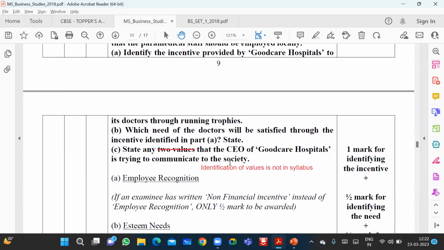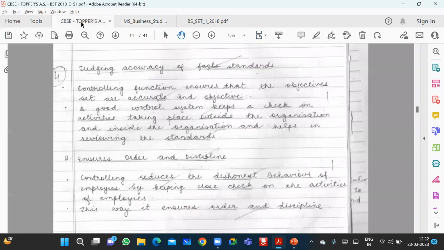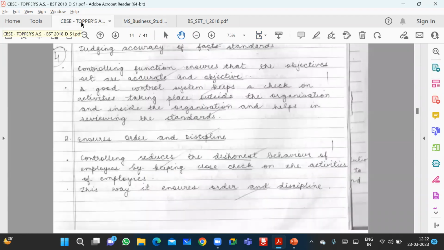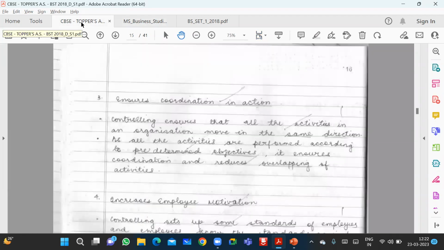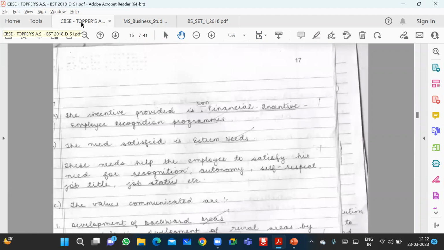And on the third point, you have to write any 2 values stated. So identification of values is not in the syllabus now. So we will discuss only the first 2 questions of this question. And now let's see how the student has written the answer. You can see this answer.